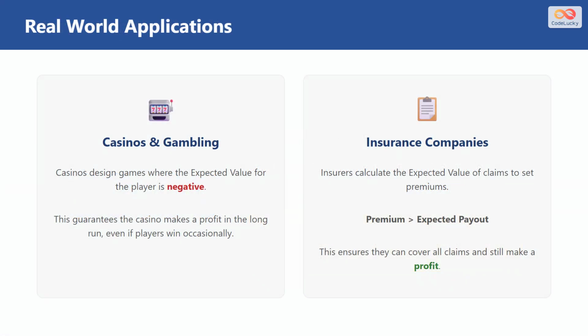This concept powers huge industries. Casinos design games so the expected value for the player is negative, ensuring the house always wins in the long run. Insurance companies calculate the expected value of claims to set your premiums, ensuring they collect enough to cover payouts and still make a profit.